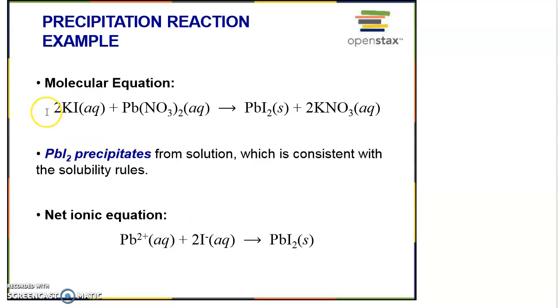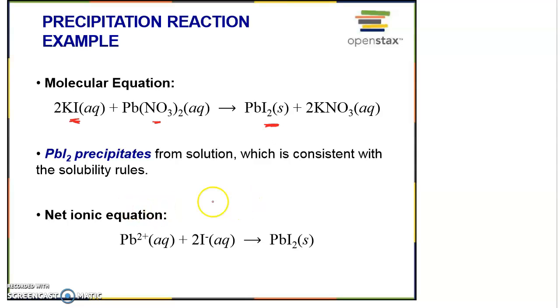You have an aqueous solution and you have another aqueous solution. So in this case, potassium iodide is soluble. Okay, it's an aqueous solution. And lead nitrate, it is soluble. So when these two come together, you are going to see a solid precipitate out. A solid will form. Okay, so this is a very general formula for a precipitation reaction.